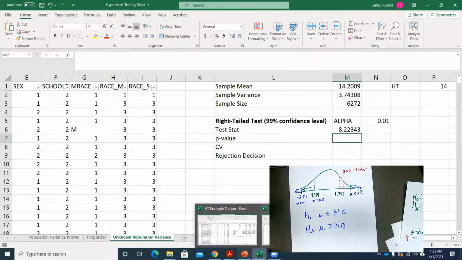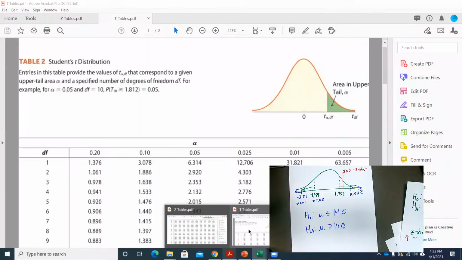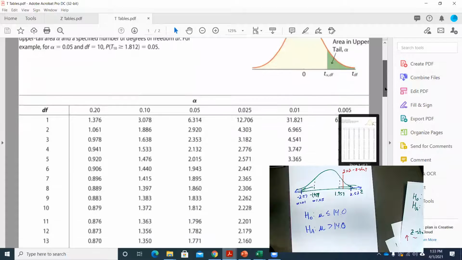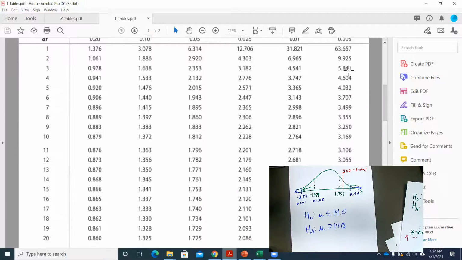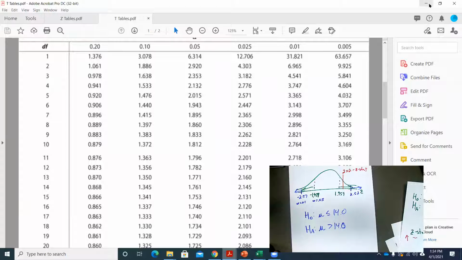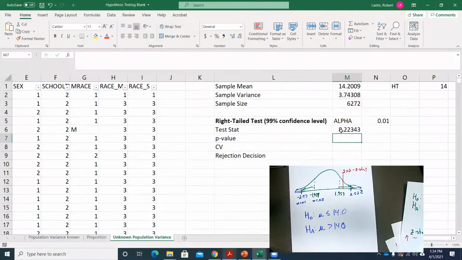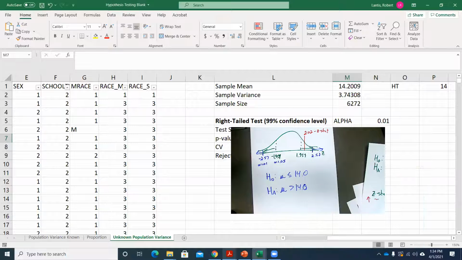If we look at my t-tables, if I'm thinking about values of 2 and 3, the area to the right of them is 0.005. Well, if I've got a test statistic of 8.22, that's way far into the tail. The area to the right of it is going to be pretty close to 0. But before, all we could do is put a bound on it if we had to physically use that student t-distribution table.